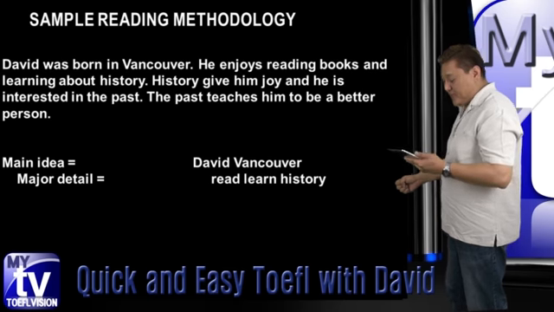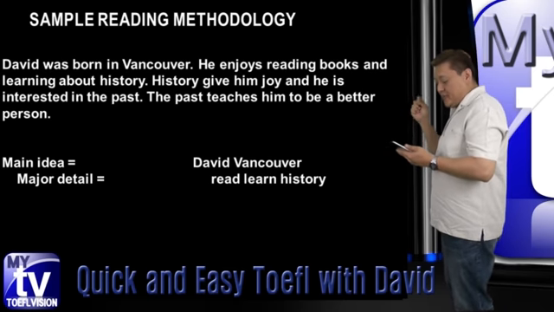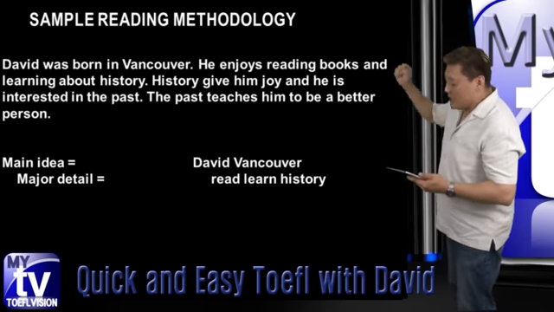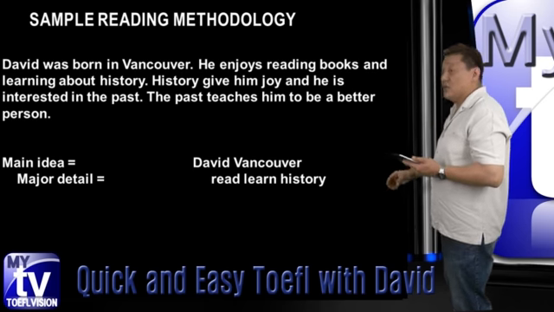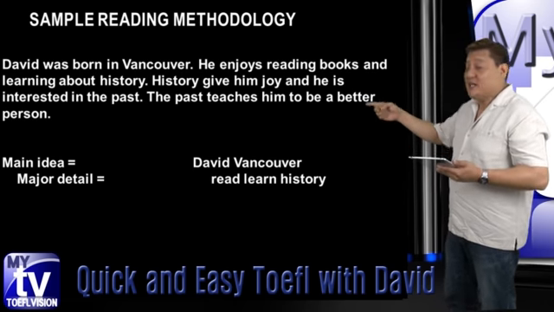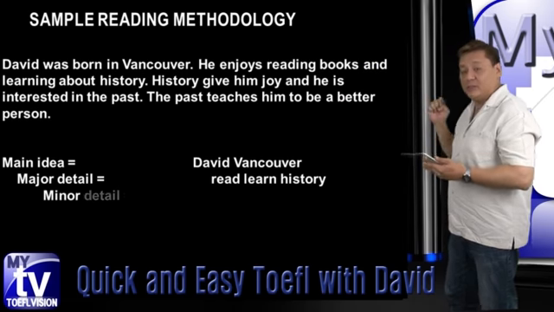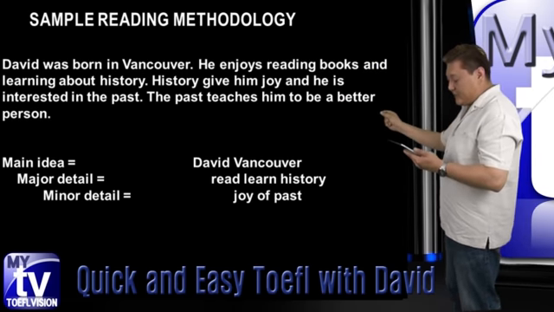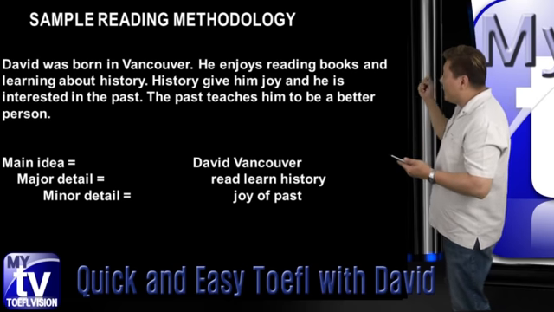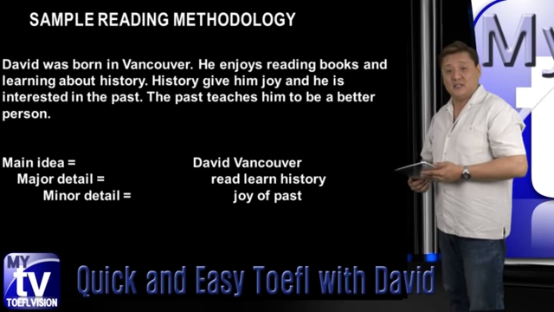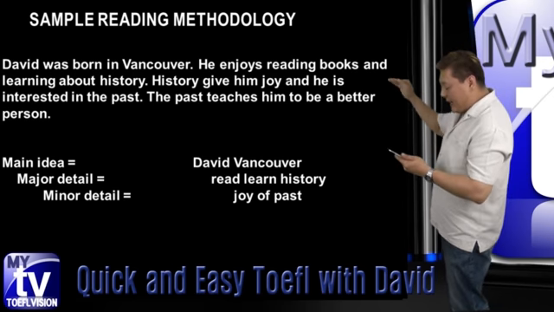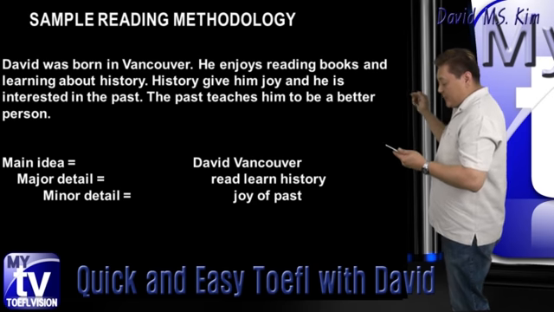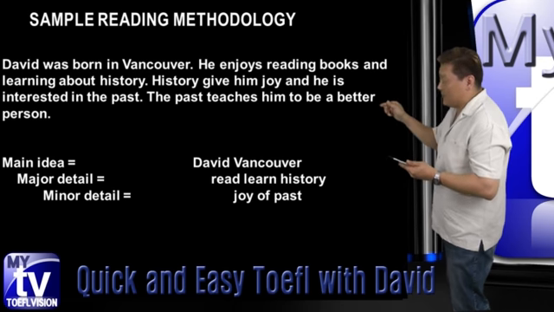Let's continue. History gives him joy. He is interested in the past. Are we talking about David, Vancouver, or are we talking about the history? Yes, we're talking about history. So it follows below the major detail. It goes under minor detail. It's called joy of past. Now you can see that if you go backwards, joy of past is about reading and learning about history. Reading and learning about history is about David.